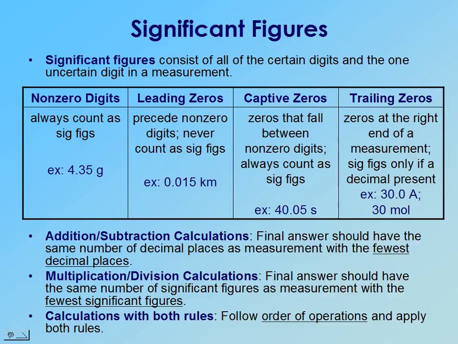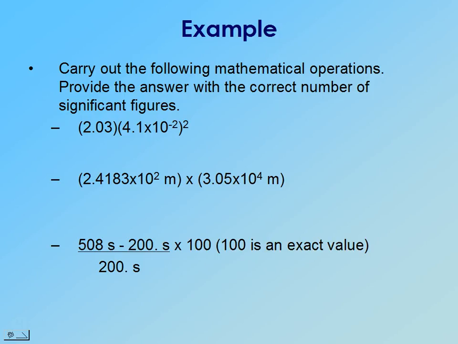When you're doing calculations with significant figures, adding and subtracting, you look at decimal places. You want to go with the measurement that has the fewest to determine how many you should have in your answer. While when you're multiplying and dividing, you want to look at sig figs. The measurement with the fewest sig figs is the one that you want to report in your answer. I'm going to show you one example of a calculation that involves addition, subtraction, as well as multiplication, division. In that scenario, you follow your order of operations, and you do have to use both rules.